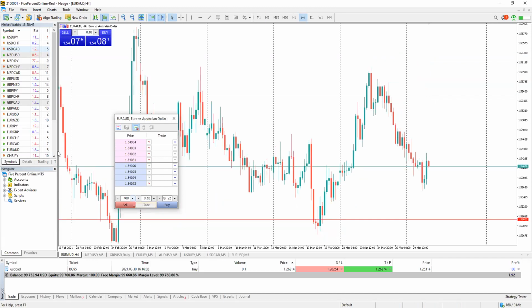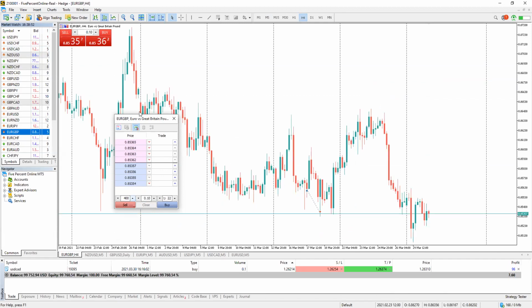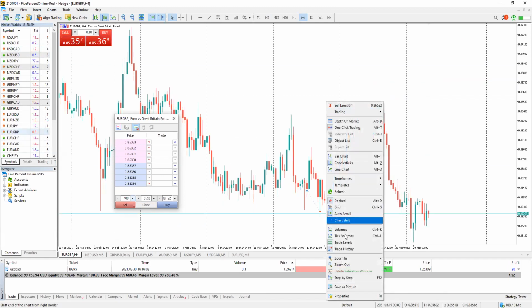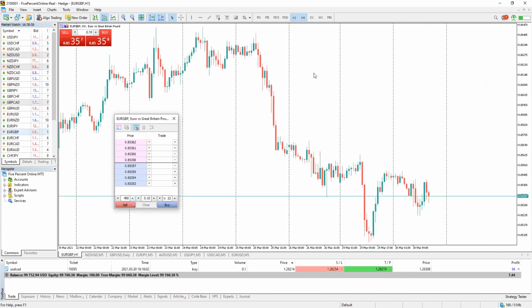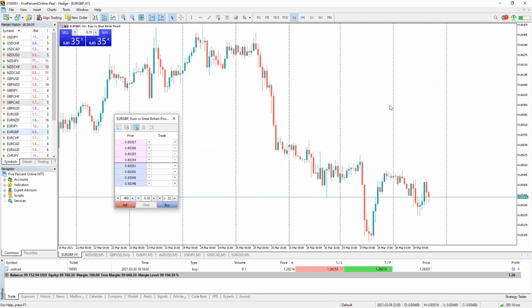Let's go to Euro pound. Where is it? Euro pound. What are you looking at here, Rushun? What do you want to do here? You want to sell based on what?